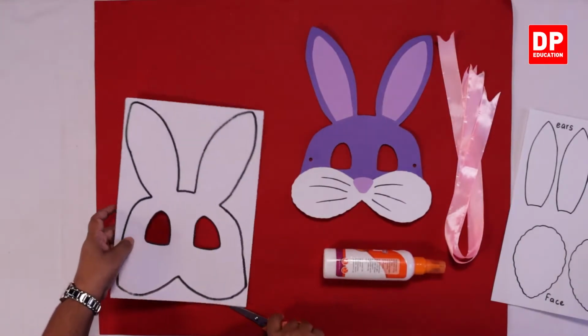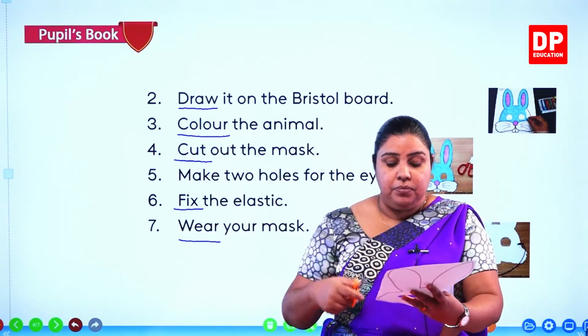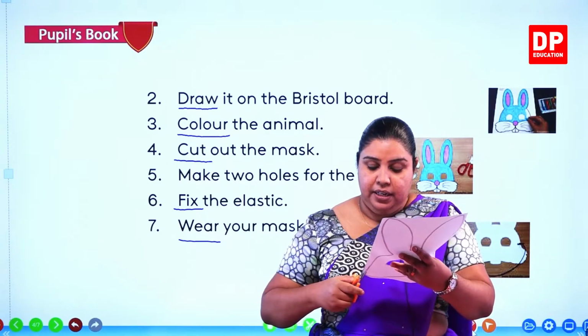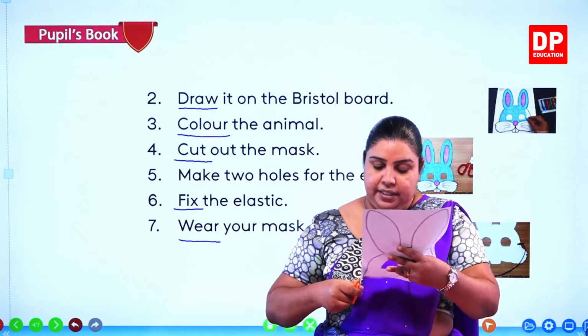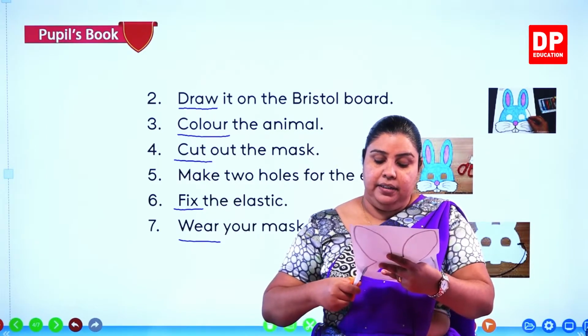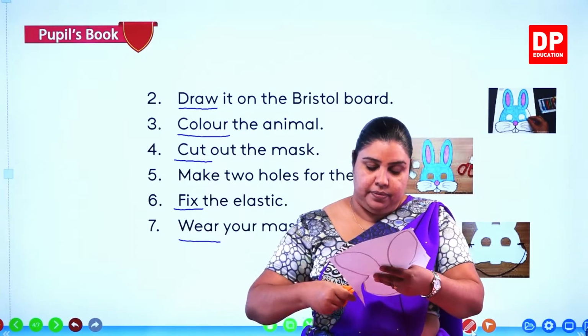So now I am going to cut my mask. You can see after you draw it on the bristle board, you can cut it out. Cut right around the bristle board and then you can get the shape that you want, right?